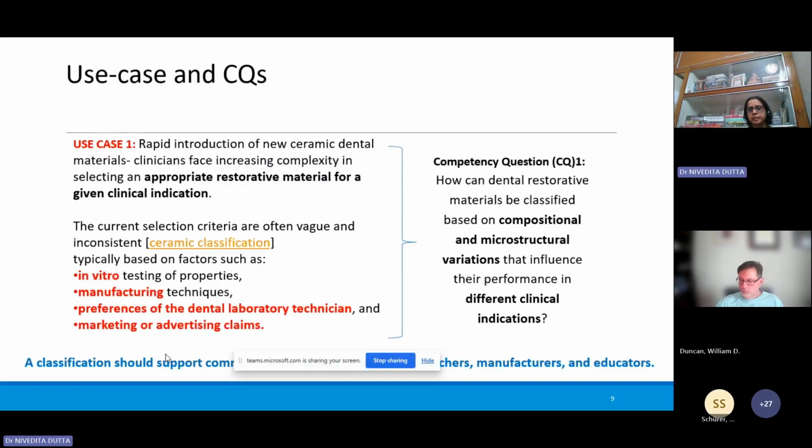And sometimes the selection criteria are very vague, like the in vitro testing properties of materials, the manufacturing techniques, sometimes the preferences of the dental laboratory technicians, and unfortunately, sometimes the marketing claims also guide the clinicians to select a material. So from this, we generated competency questions like, how can dental restoration material be classified based on compositional and microstructural variations that influence their performance in different clinical indications?